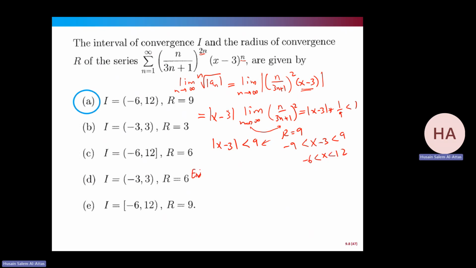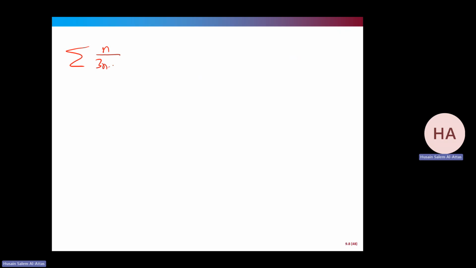Good. Check endpoints. Let me do the endpoints. I hope the series will be easy to deal with. Summation n equals 1 to infinity. Now when x equals −6, let me see what will happen. With −6, I have (n/(3n+1))^(2n), and I have (−9)^n over (3n+1)^(2n).